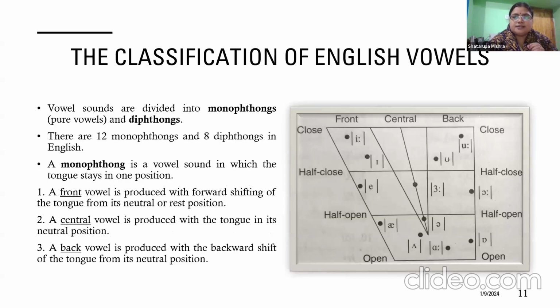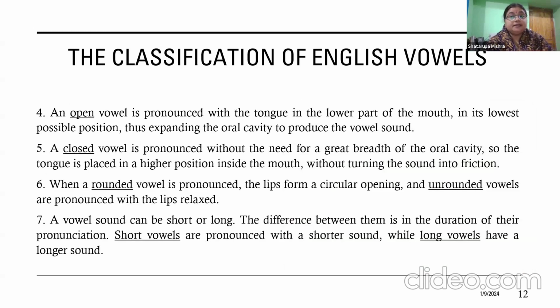All right. Just understand this, that for an open vowel, the tongue will be in the lowest possible position. And for a closed vowel, the tongue will be in a higher position in the mouth. But it is not so high that it will be close to the hard palate or to the teeth ridge and produce friction. No. Then that will become a consonant. Okay.